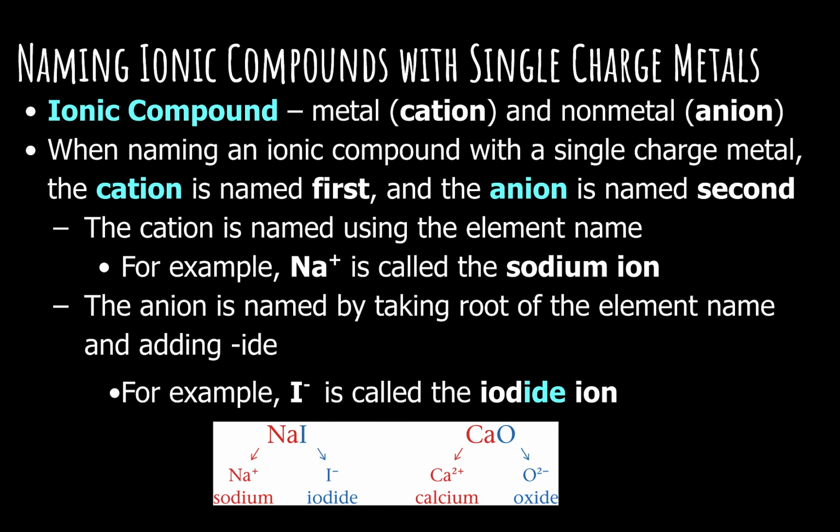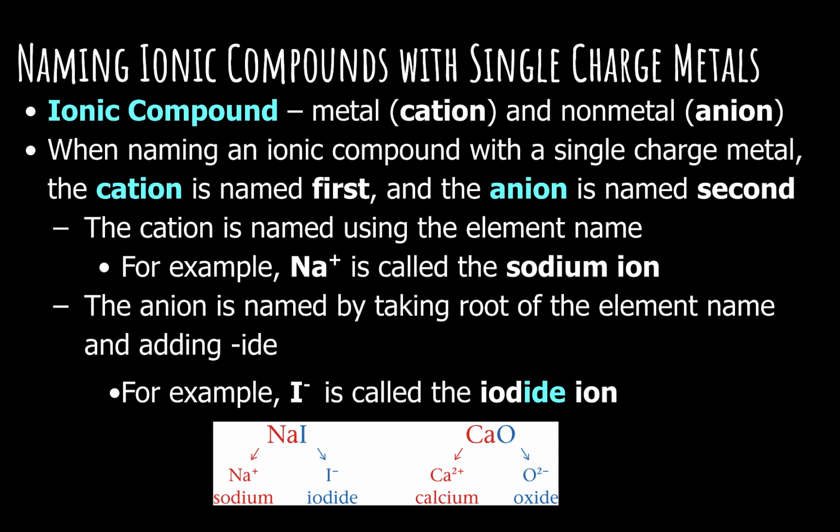Just as a quick reminder, an ionic compound is a metal and a nonmetal. When you're naming compounds, the first thing you have to make sure you identify is what type of compound it is. These rules apply to ionic compounds that only form one charge. Remember from the last chapter that metals become cations, so they lose electrons, and nonmetals become anions, so they gain electrons. When you name an ionic compound that contains a single charge metal, the cation is named first and the anion is named second.